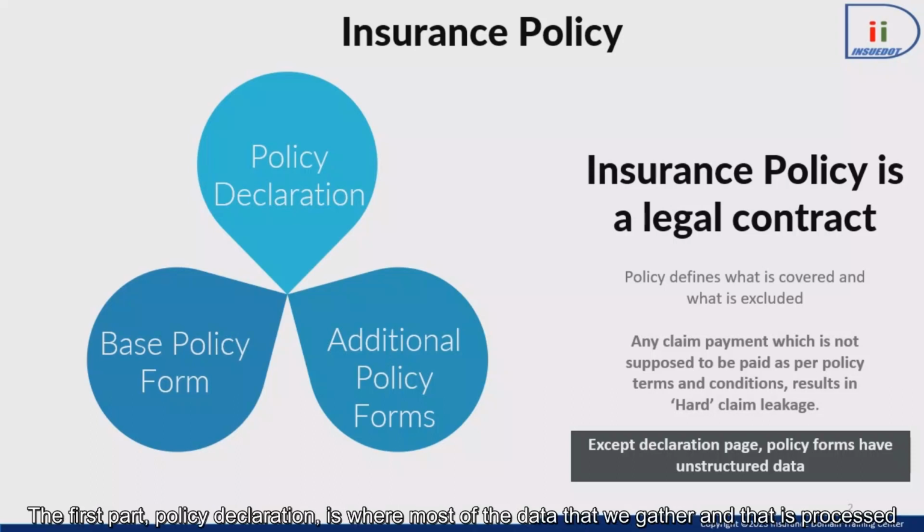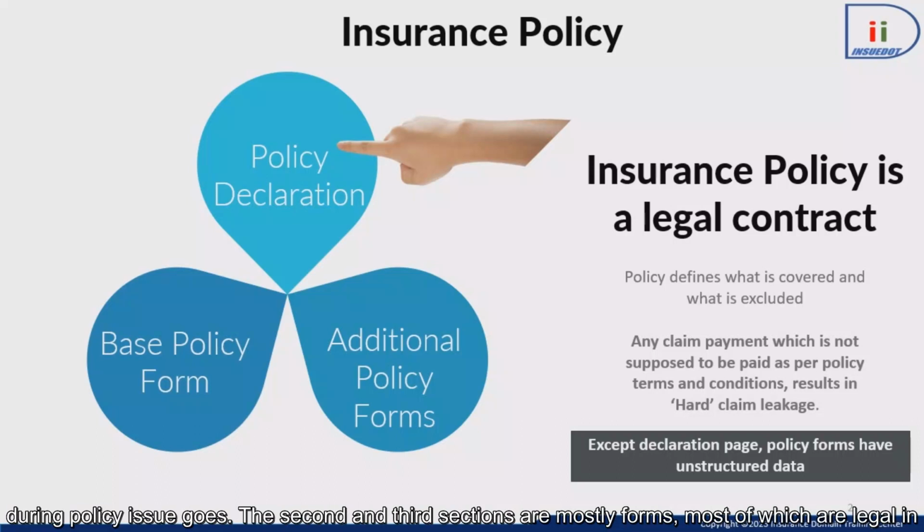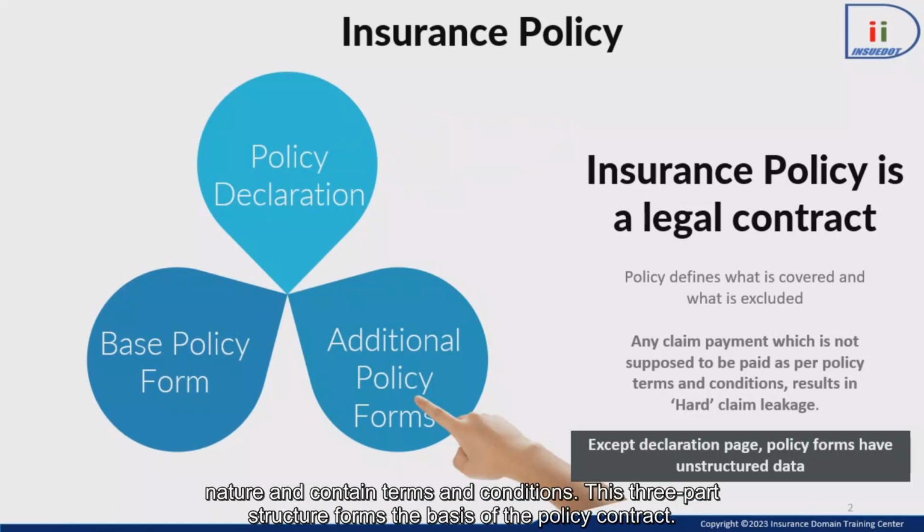The first part, policy declaration, is where most of the data that we gather and that is processed during policy issue goes. The second and third sections are mostly forms, most of which are legal in nature and contain terms and conditions. This three-part structure forms the basis of the policy contract.